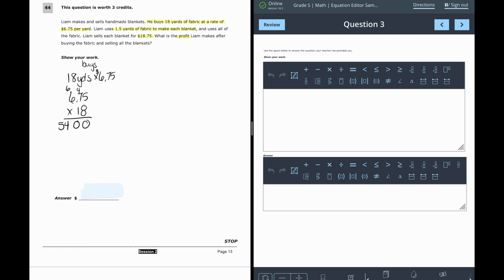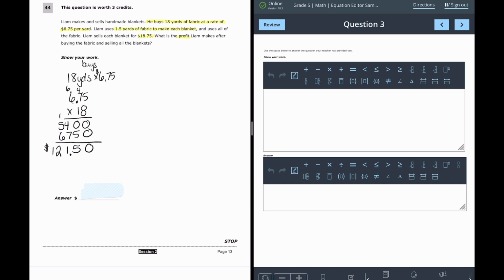And then I'm just going to times 1. This will be easy: 6, 7, and 5, because I know that 1 times 5 is 5, 1 times 7 is 7, and 1 times 6 is 6. So he has already spent 5 plus 6 plus 1 is 12. Oh, and there's a decimal point here, so 1, 2. So he's already spent $121.50. Okay? Those are his expenses.